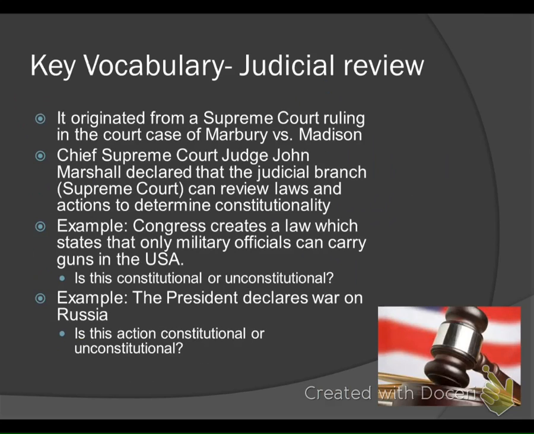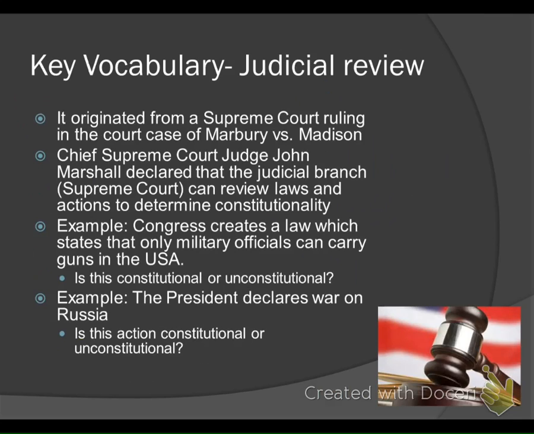And another key vocabulary term, judicial review. This originated from a Supreme Court ruling in the court case of Marbury versus Madison. So this is where we can now go to the Supreme Court to determine if laws and actions go against the Constitution or are constitutional. An example, Congress creates a law which states that only military officials can carry guns in the United States. Is this constitutional or unconstitutional?